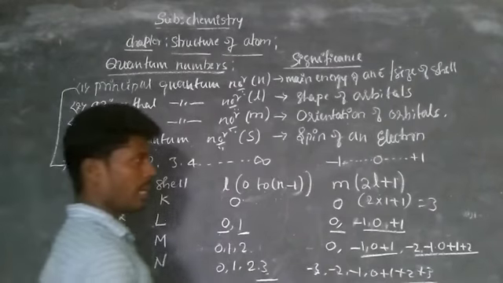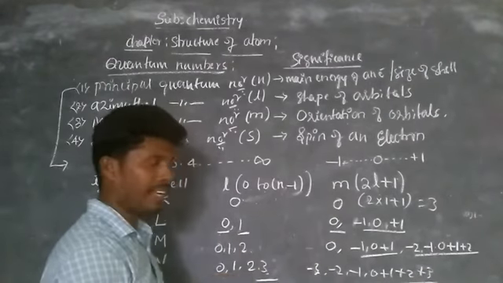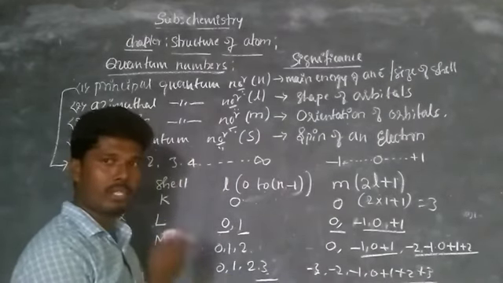Okay. So here M is equal to 0 means spherical. That is S orbital. There is no orientation.